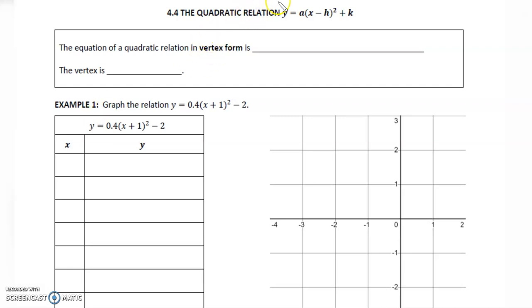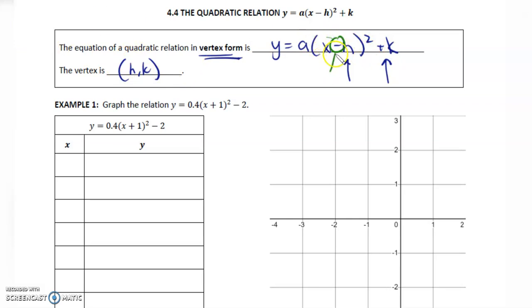So 4.4, the quadratic relation, y = a(x − h)² + k. The equation of a quadratic relation in vertex form is y = a(x − h)² + k. This is specifically vertex form because you're able to look at this equation and pick out the vertex. So the vertex is actually (h, k).